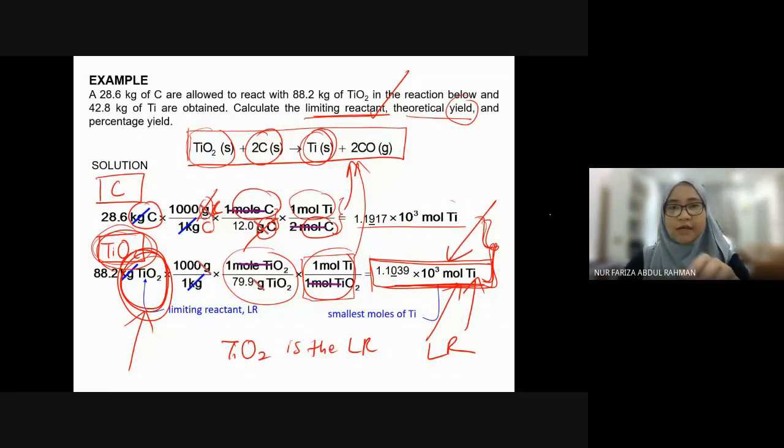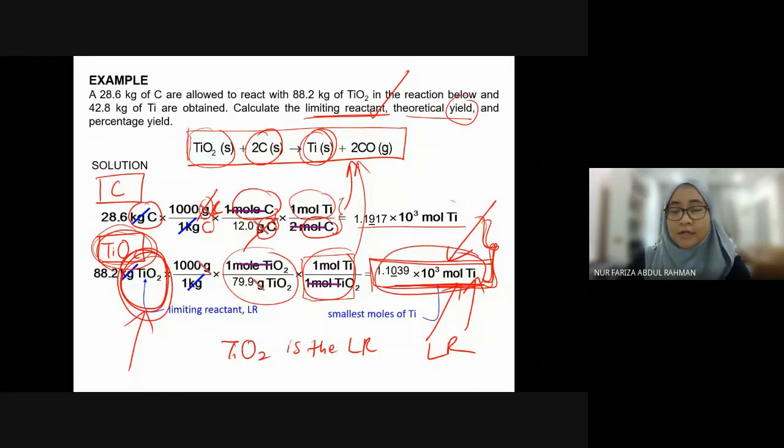So that is why once you have determined the limiting reactant, everything later on will be based on the limiting reactant. Even the product formed will be based on the limiting reactant. So this is the maximum product for titanium, the maximum product for titanium that can be formed. So, through calculation, the answer is this.